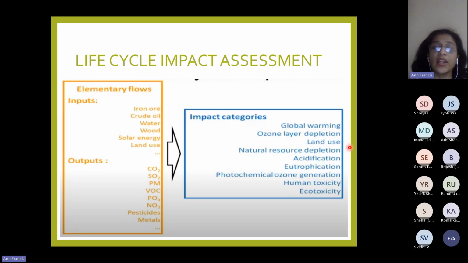So initially land use, when we say, it is basically the loss of biodiversity that happens. So initially there was a forest area, now it has changed. Then there is a depletion of natural resources. Then acidification again is another big problem. A lot of environmental impacts are created if this process of acidification happens.